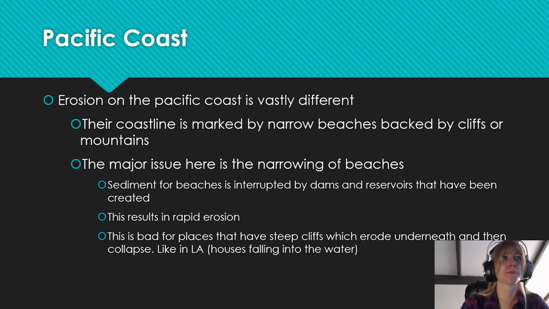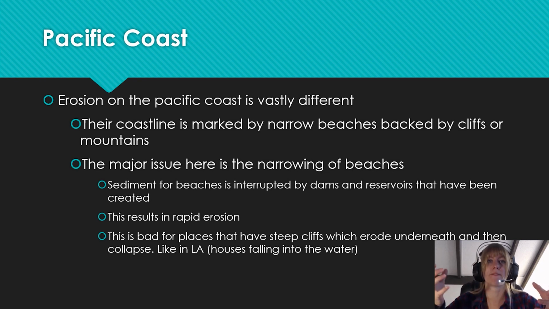So on the Pacific coast, erosion is very different. Their coastline is marked by very narrow beaches backed by cliffs or mountains, because remember, we have the Cascades right there. These are all volcanic. They're igneous. They're going to be very resistant to erosion. However, these beaches are not getting replenished, okay, because you have rapid erosion, especially thanks to those mountains. They don't have a lot of sediment coming off of them to help replenish beaches like we do on the East Coast. So the major issue here is the narrowing of beaches.